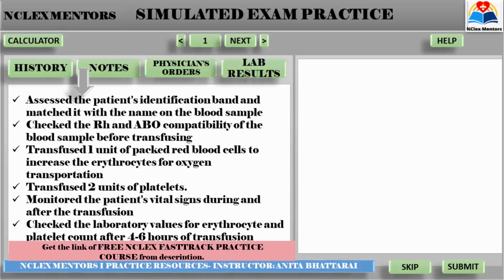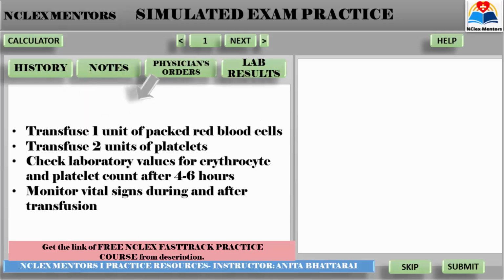Transfused 2 units of platelets to address the thrombocytopenia and improve clotting. Monitored the patient's vital signs during and after the transfusion. Checked the laboratory values for erythrocyte and platelet count after 4 to 6 hours of transfusion.